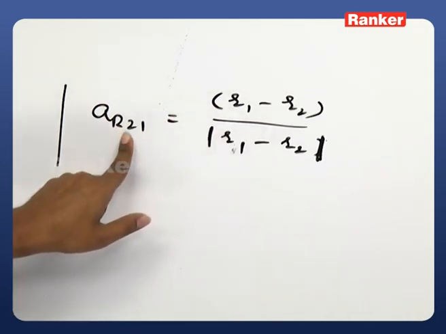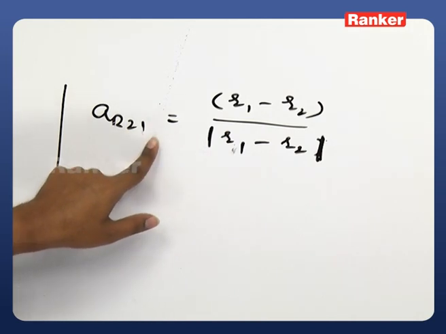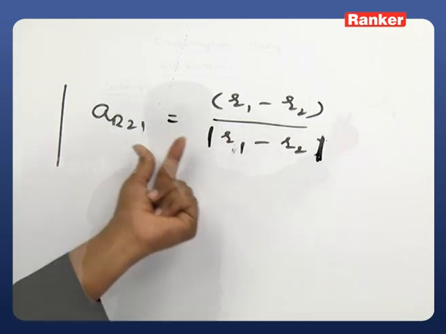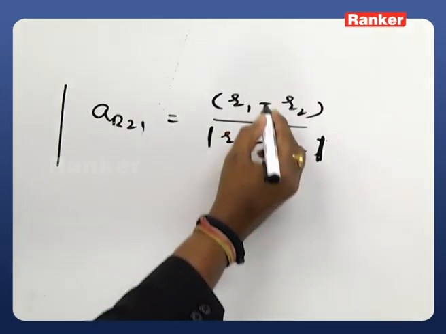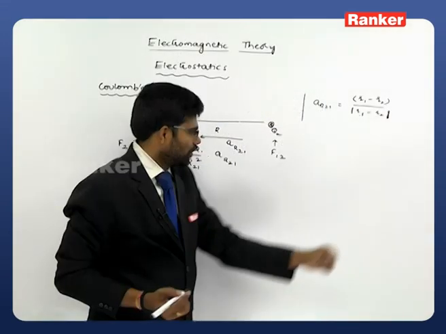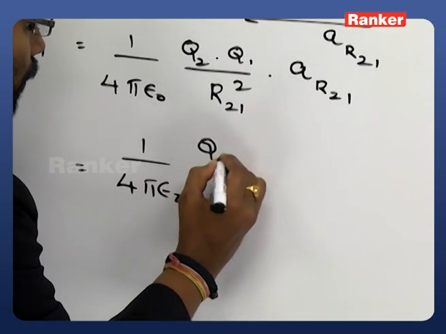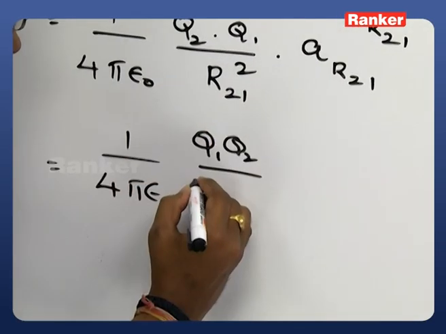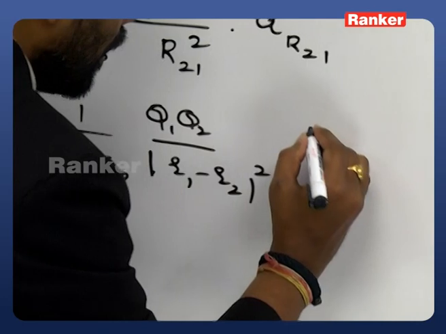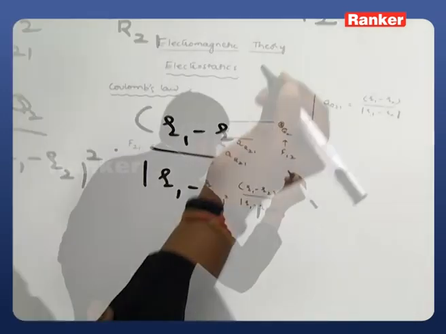Here what we require is the distance vector between 2 and 1, right? 2 1 we require, so subtract 2 from 1, that is r1 minus r2 divided by its magnitude. So the distance can be simply obtained with this equation, and the total unit vector can be obtained with r1 minus r2 divided by the magnitude of r1 minus r2. So replacing here, it equals 1 by 4 pi epsilon naught, q1 q2 divided by, instead of r21, I am writing the magnitude of r1 minus r2 whole square. Instead of a r21 I will write r1 minus r2 divided by the magnitude of r1 minus r2.